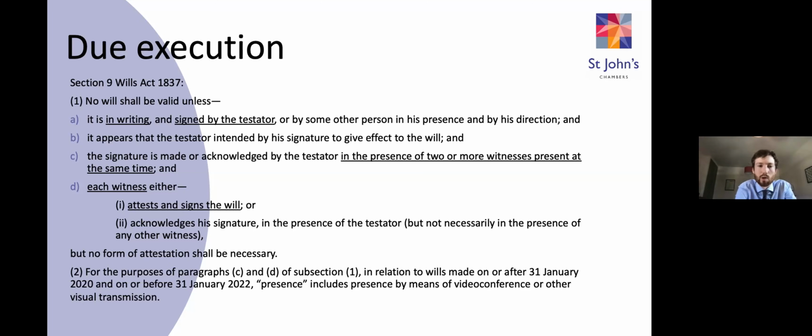You may have spotted down there at the bottom of the slide, subsection 2, a recent insertion as a result of COVID-19, which means that the word presence includes by means of a video conference. So the witnesses who have to be in the presence of the testator can be by way of video conference. And that's until, according to subsection 2, 31st of January 2022. So it's only a temporary allowance.